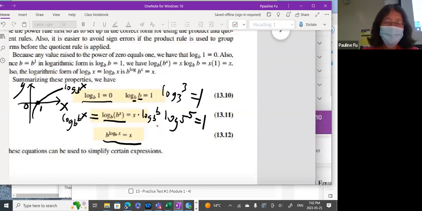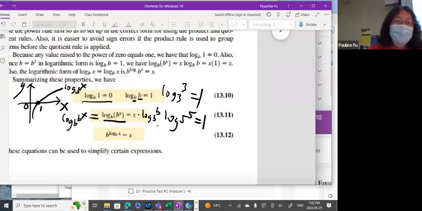And the last one here is the combination of the exponential function and the logarithmic function. This is b raised to power something, that is the exponential function, and inside this box it is a logarithmic function. Remember, exponential function and logarithm function are inverse functions, so you can cancel the exponential and log. The result is just x.